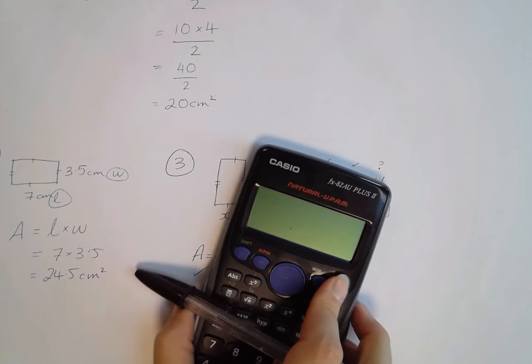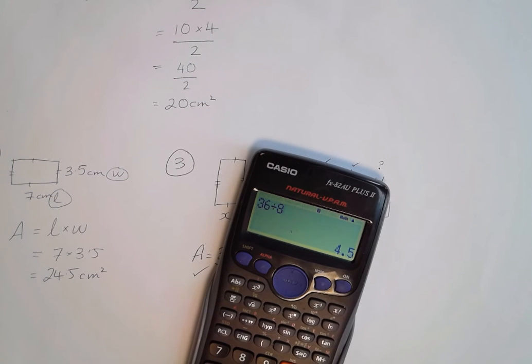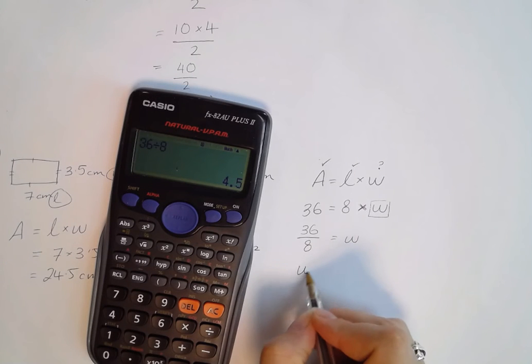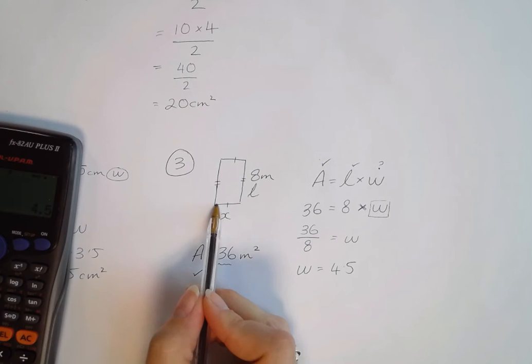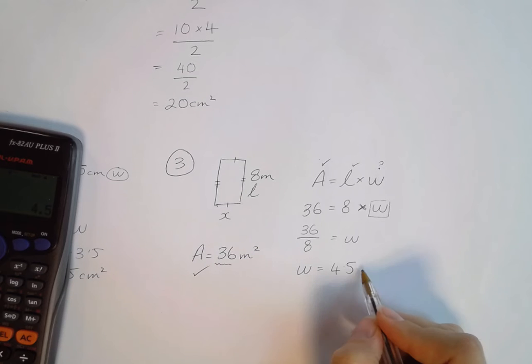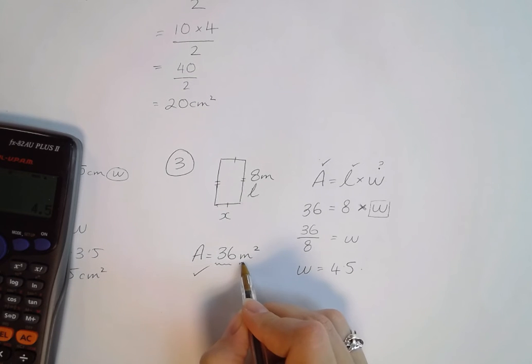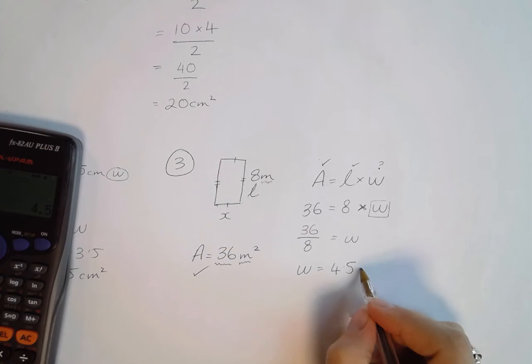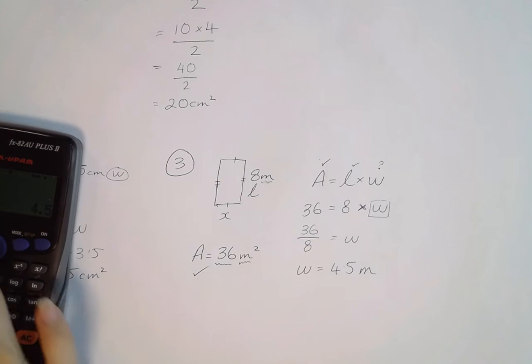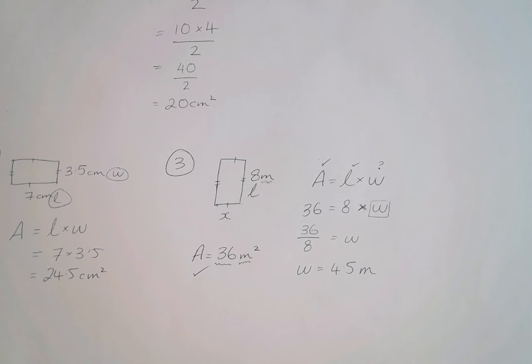If you get your calculator out and go 36 divided by 8, you will find that our width is 4.5. Now keep in mind, we're just trying to find a linear measurement, just a straight line. So this time our answer is going to be in the linear measurement of whatever units we're using here, so it will be 4.5 meters. So that's where it starts to get a bit trickier, when you have to start going backwards. You have to start working backwards from using the rule.